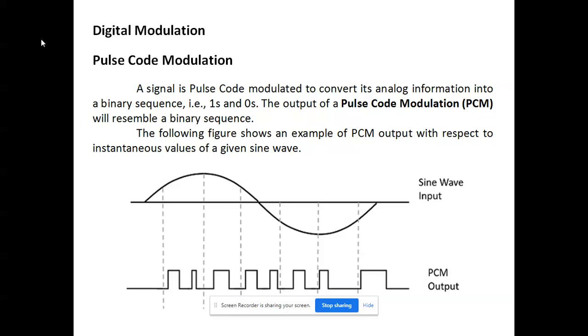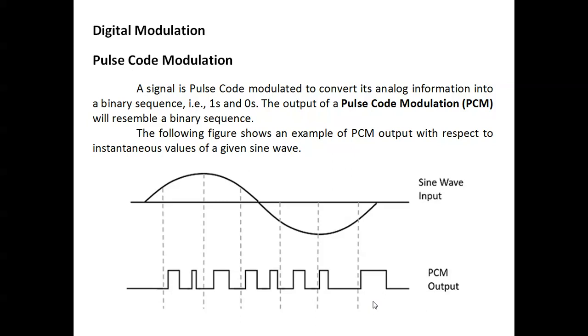Digital modulation. In digital modulation, there is pulse code modulation. So what is pulse code modulation? Pulse code modulation converts analog information into a binary sequence. That means an analog signal is converted into a binary sequence. The binary sequence, we know, is 1 or 0. So pulse code modulation will resemble the binary equation.